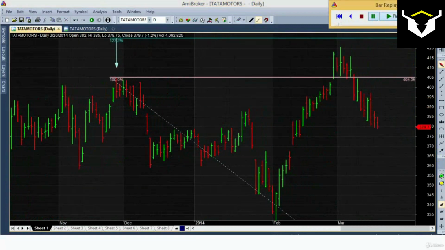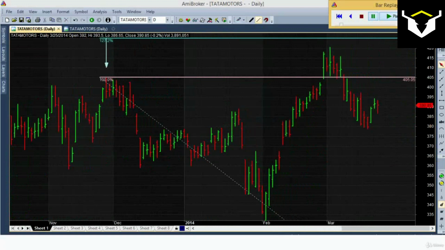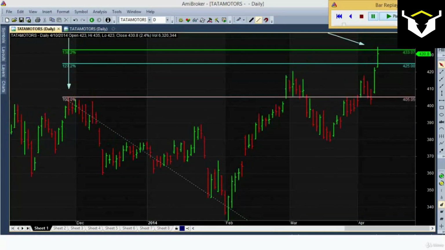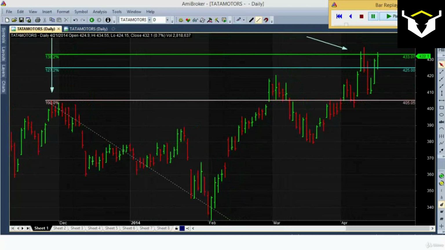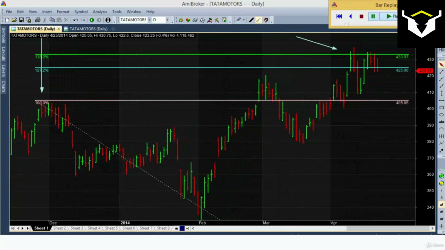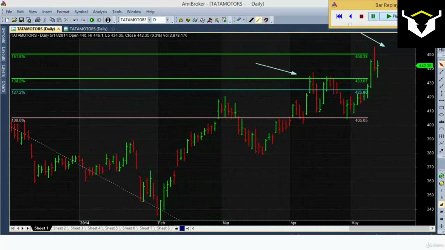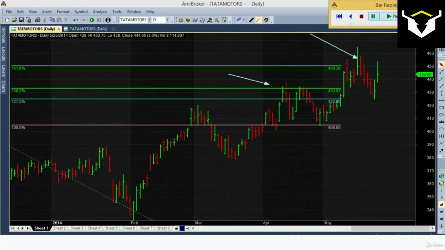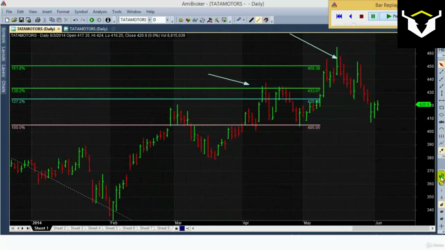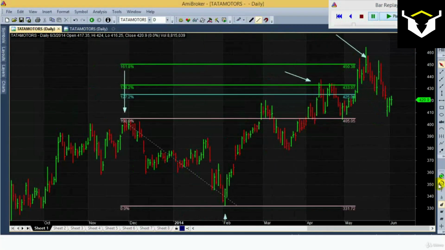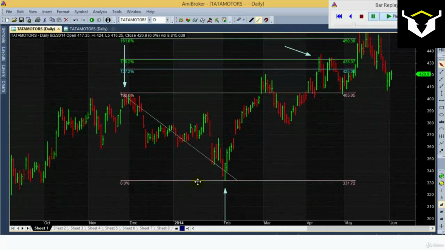Prices found resistance but not at 127%. Pulled back. You can see prices have found resistance and are making a double top in the region of 127 and 138. Finally they breach and reach 161.8%. Fall down. Let's expand this ratio.